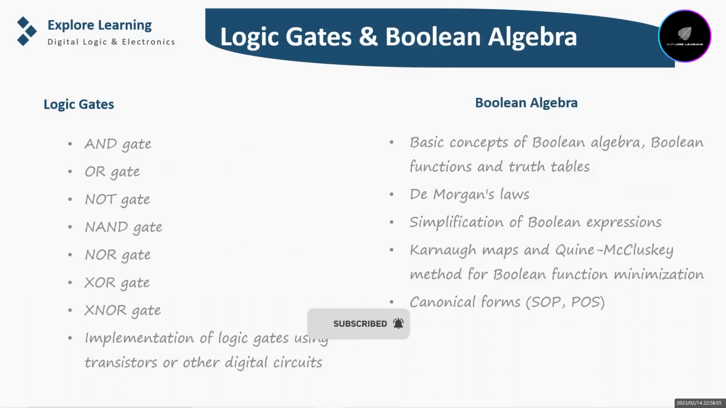And on the other hand, where we'll talk about the Boolean algebra, we'll cover topics like the basic concepts of Boolean algebra, Boolean functions, and truth tables. And we'll also introduce an important law, which is De Morgan's law. I will also talk about the simplification of Boolean expressions. We'll also talk about the canonical forms, which are the SOP and the POS.